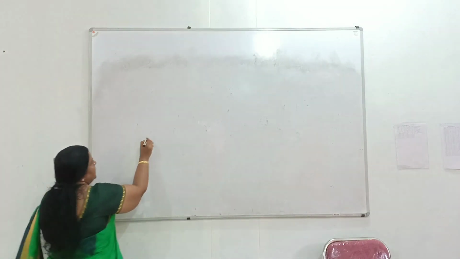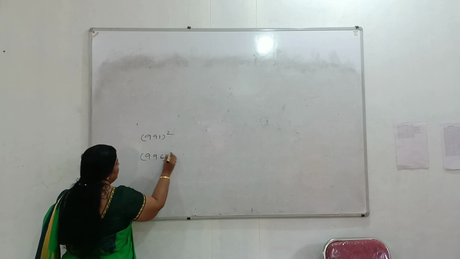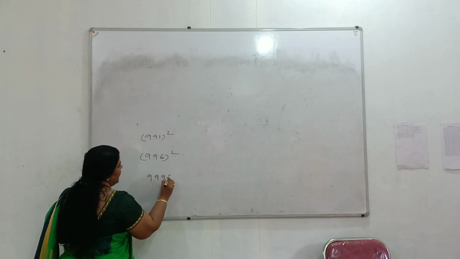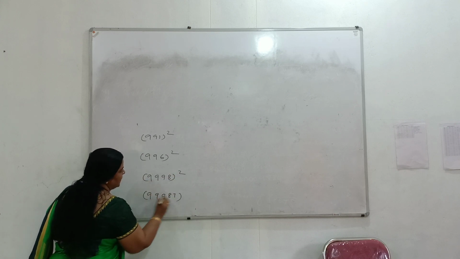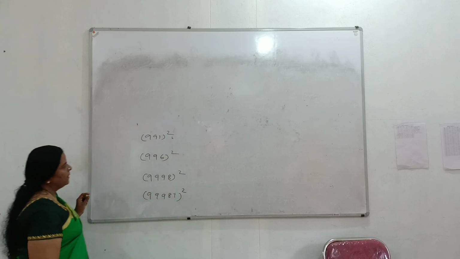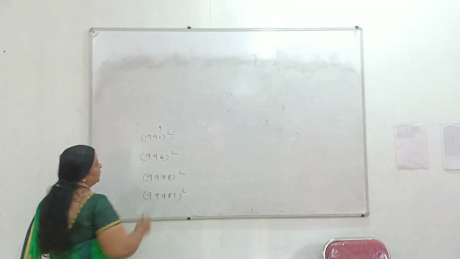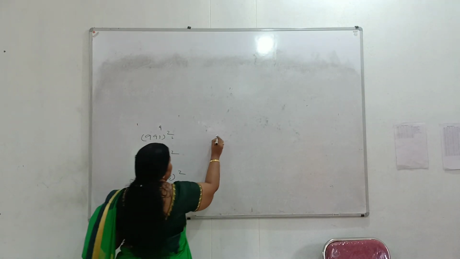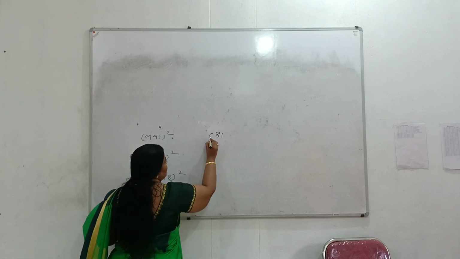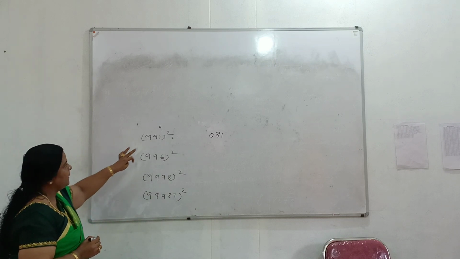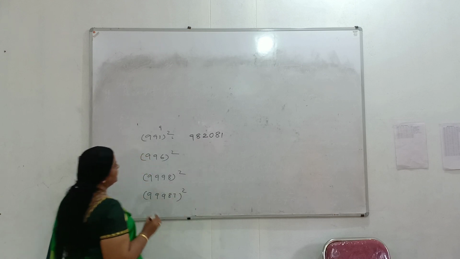Like that, 991 square, 996 square, 9998 square, 9987 square. Let us see how like this. 991. To reach 1000, we must put 9 here. So take the square of 9, 81. How many digits are there? 3 digits. So put 1 0 to this place and take the double of this number. 2, 8, 9. That is the answer.